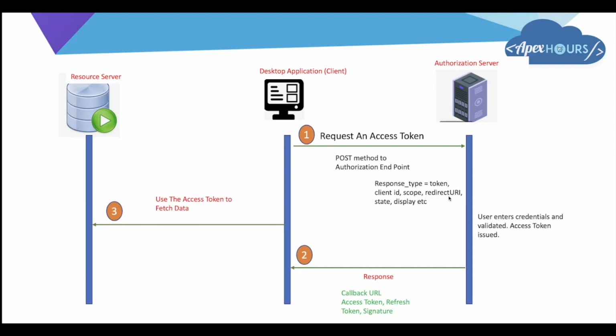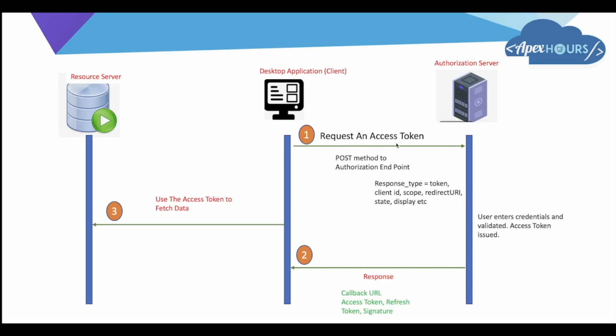Then you have a redirection URI. This URI must match the redirection URI you put in the connected app. Otherwise, you will not get the access token back. Then we have state and display. These are optional, and you can check in the Salesforce document what option values you can provide to it.